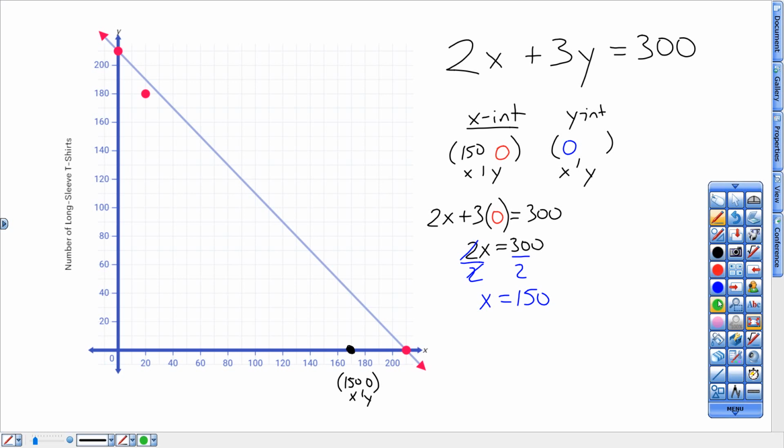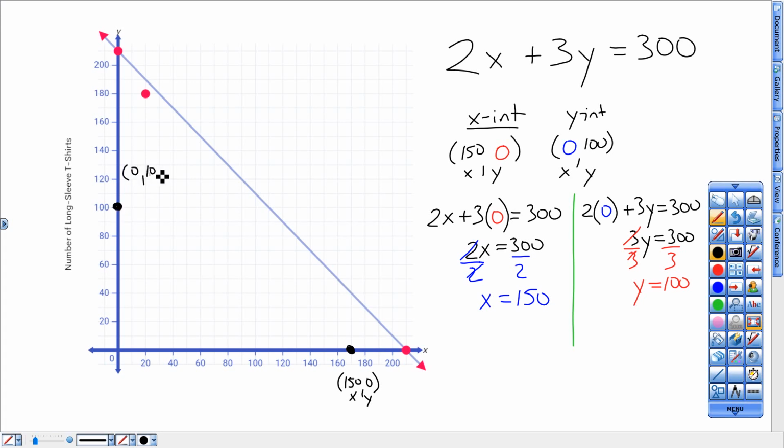Now I do the same for the y-intercept, but I plug in x is 0 for the y-intercept. So I have 2x, or 2 times 0, sorry, plus 3y equals 300. 2 times 0 is 0. 3y equals 300. Divide by 3, and I'll get my first value for y, which is 100. Put that right here. Plot those 2 points. 0, 100 would be right on the y-axis. That is the point 0, 100 for x and y.